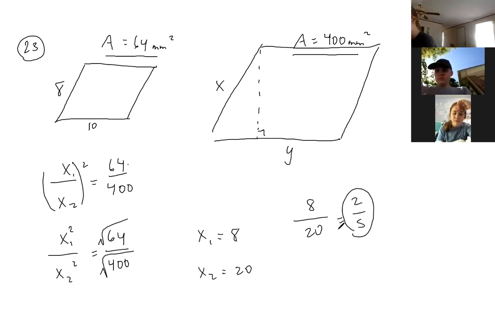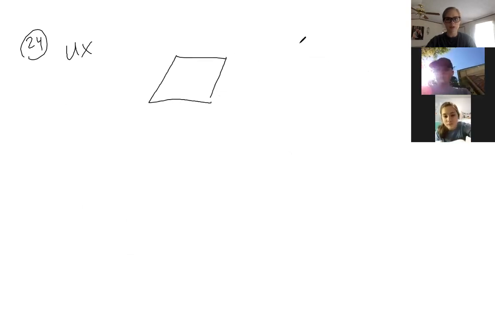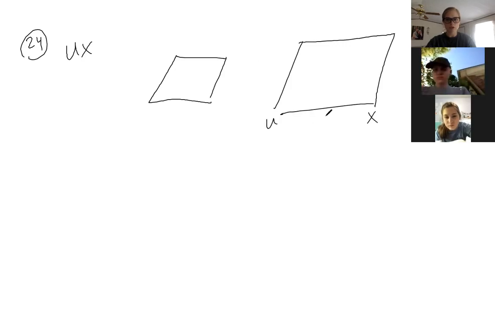Let me do another one. Number 24. Let's do number 24. So we're trying to find side UX, correct? Here's my little parallelogram, here's my big one. This is side UX. We're trying to find what that value is. We don't know what it is just yet. Let's not use y because they use y right there. So what do you want to use, Ethan?